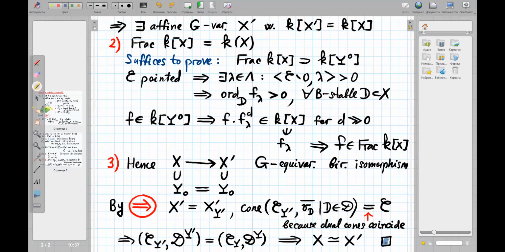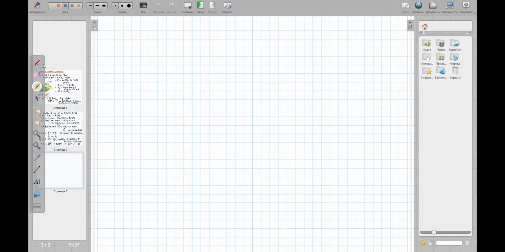Yeah, so any questions on the proof of this theorem, on the end of the proof of this theorem? If not, we can go further. Okay, it seems that there are no questions so far.